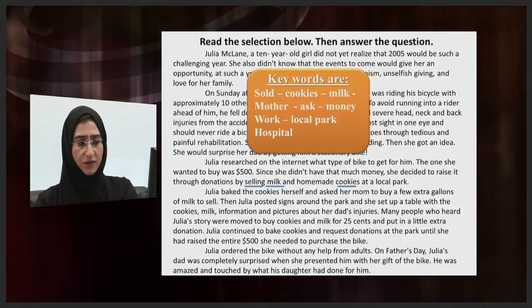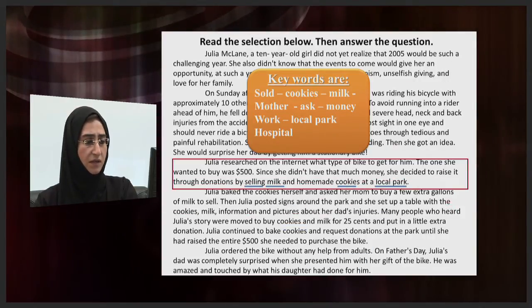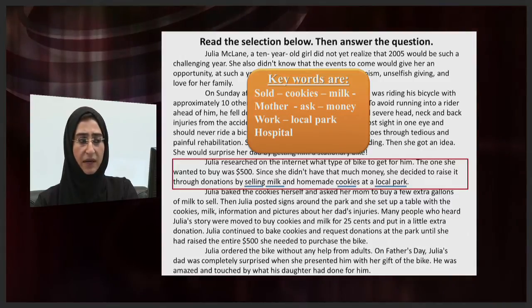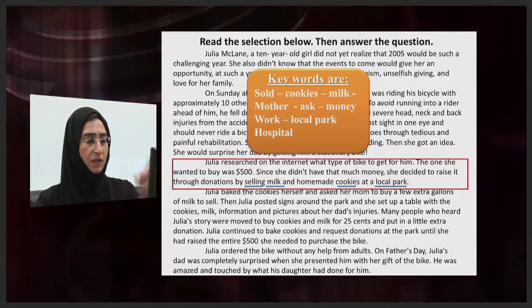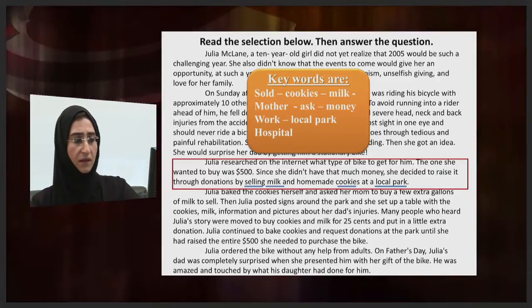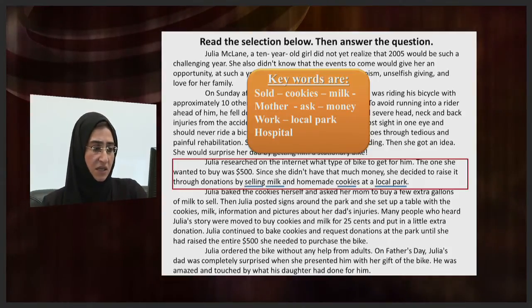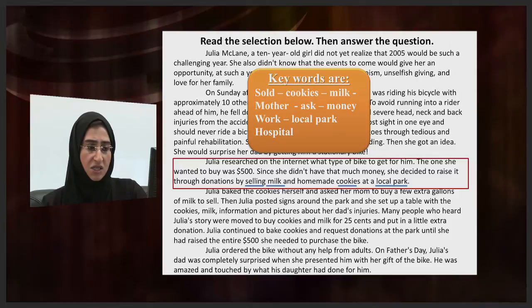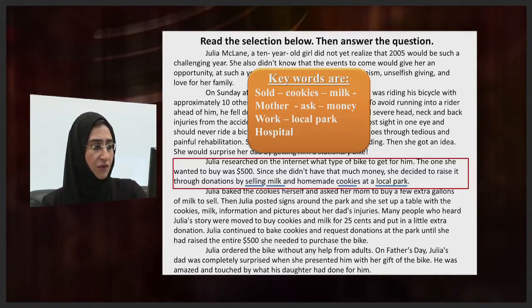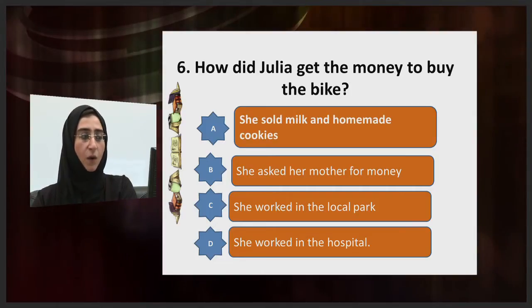So we'll try to search for some of these keywords, and then the answer in paragraph number 3. We need to go through the sentence that has these clues. For example, since she did not have that much money, she decided to raise it through donations by selling milk and homemade cookies at a local park. So here the answer is what? The answer is she sold milk and homemade cookies.